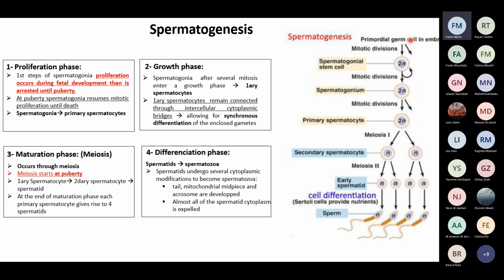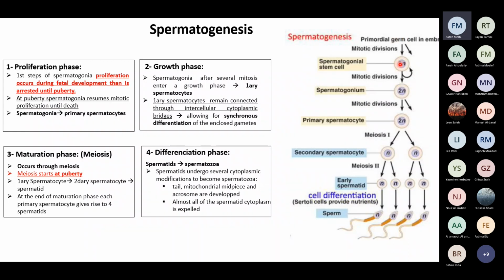As I have said, during the fetal life or during embryogenesis, we have primordial germ cells, which are the most immature stem cells, at the origin of the gametes, which will give the spermatogonia and the later more mature germ cells. So during embryogenesis, primordial germ cells will divide by mitosis to give spermatogonial stem cells, so other stem cells, but a little bit more mature than the primordial germ cells.